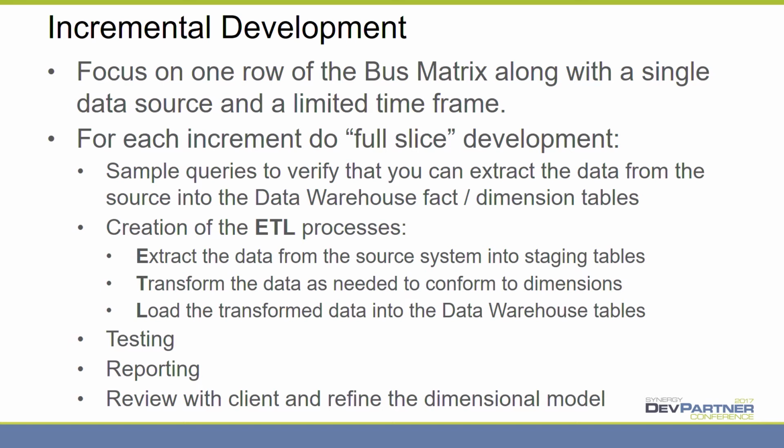So once I have this business process matrix, you don't want to just dive in and try to build a whole data warehouse at once. So it lends itself really easily to incremental development. So I typically take one process in the business matrix, and I do that as my first increment. The other thing is the data warehouse is taking data from multiple sources, but for my first increment, I'm only going to choose a single source to take it from and probably a limited time frame.